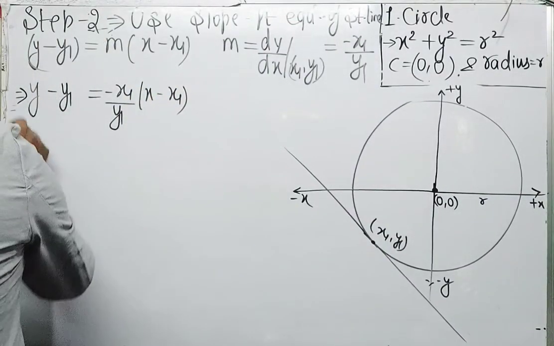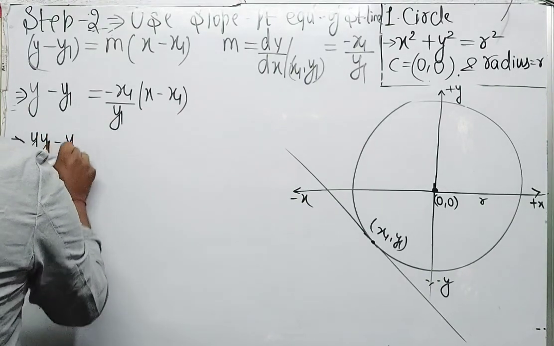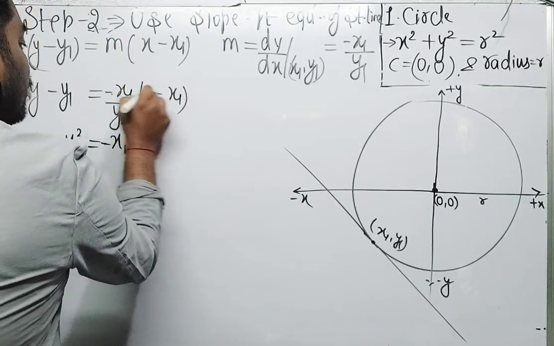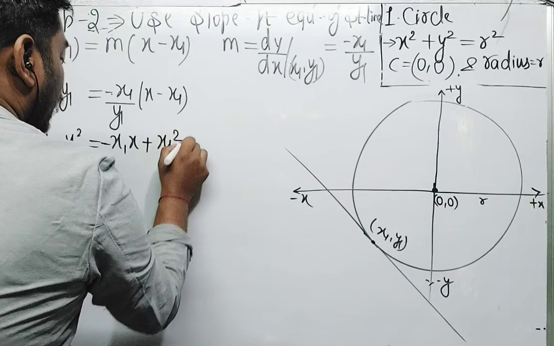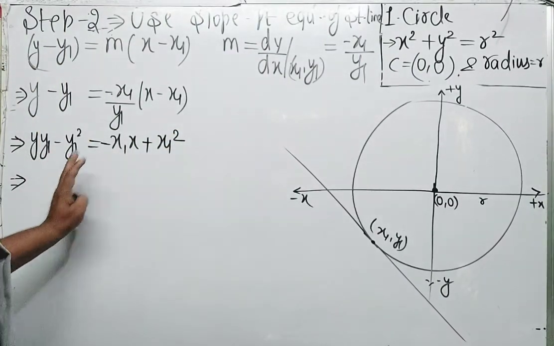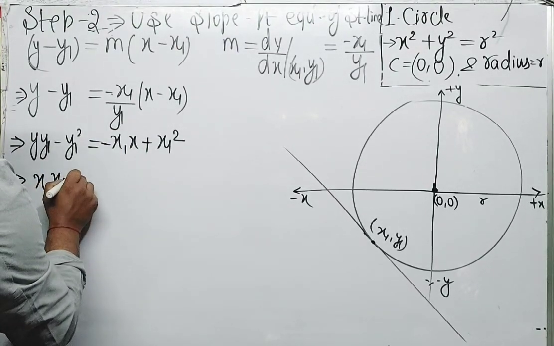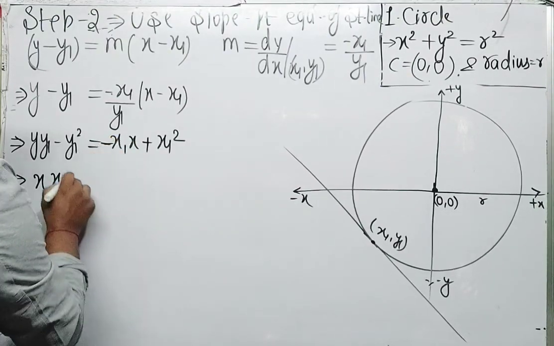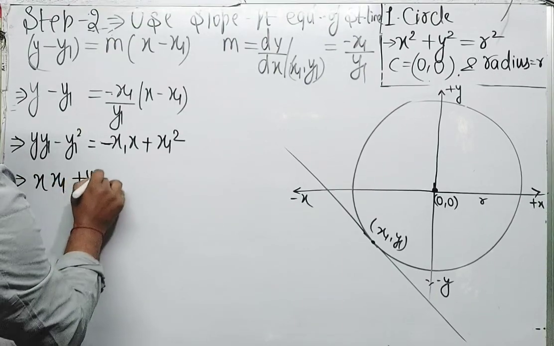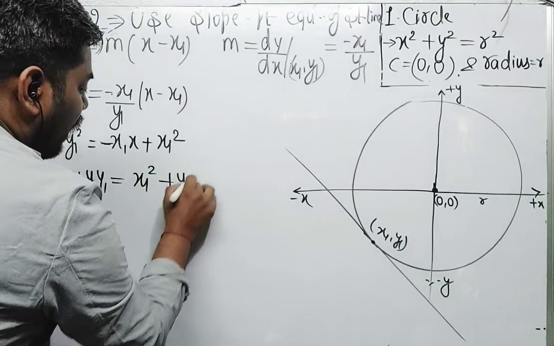So in this case, y1 will be multiplied. So y1 times y minus y1 square is equal to minus x1 x plus x1 square. Now variables on the LHS side, constants on the RHS side. So we are going to transfer this x1 x on the LHS side, so it will be plus. So in this case, x1 x plus y1 y is equal to x1 square plus y1 square.